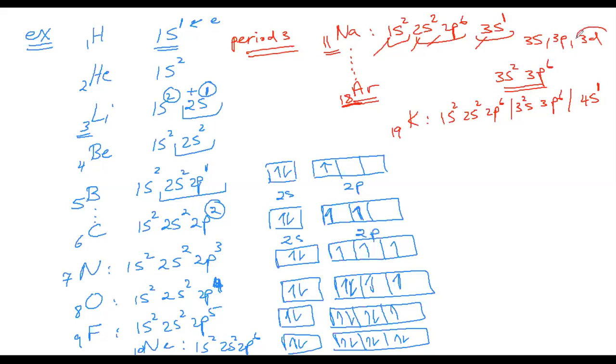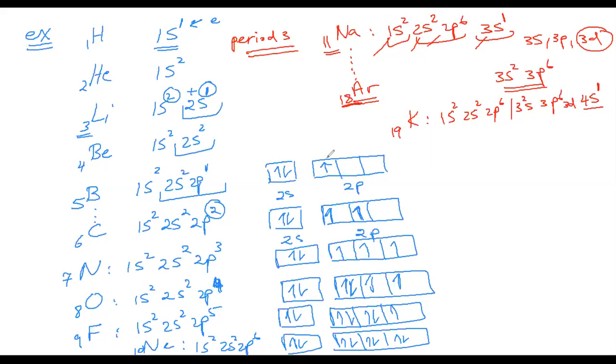So we have 3 subshells in the third shell: 3s, 3p, and 3d. But as the 3d overlaps with the 4s, and due to other considerations, the 4s is filled before the 3d. But this doesn't mean that we don't have 3 subshells in the third shell. So potassium will start to fill the 4s with 1 electron, and the 3d is empty. We can write the 3d here and leave it empty.